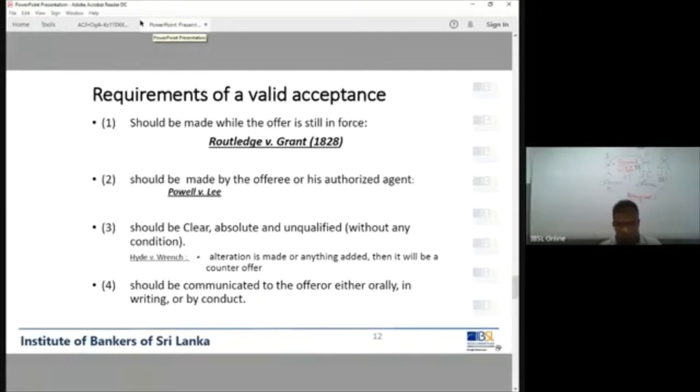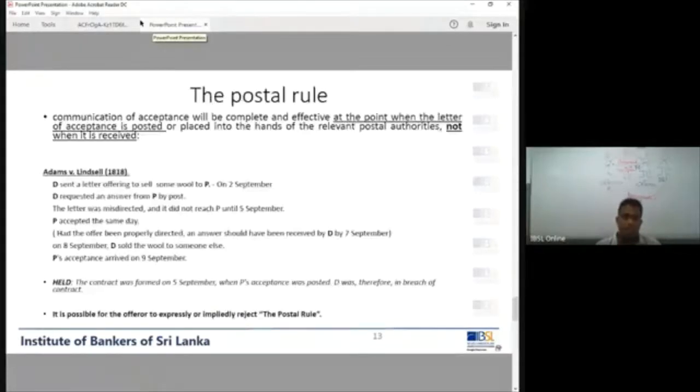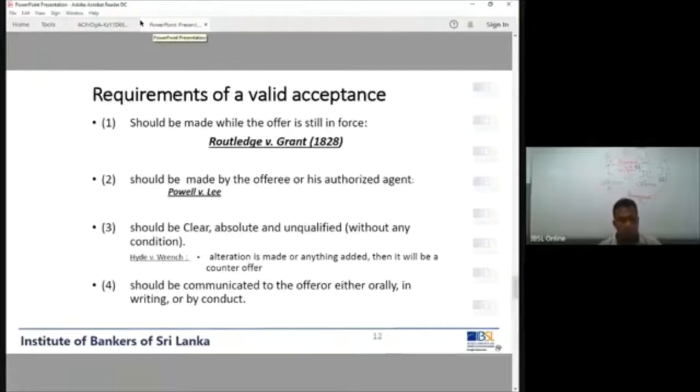Now your friend knows that you are looking for the cat. So that is the offer. He has communicated to the offeror by your conduct. So the offer can be accepted orally, or in writing, or by conduct. So these four legal points are very important with regard to valid acceptance. In other words, these are the requirements of a legally valid acceptance. So up to now, if you have any questions from this slide also, you can ask now.